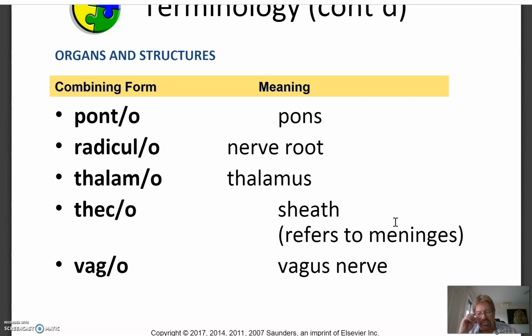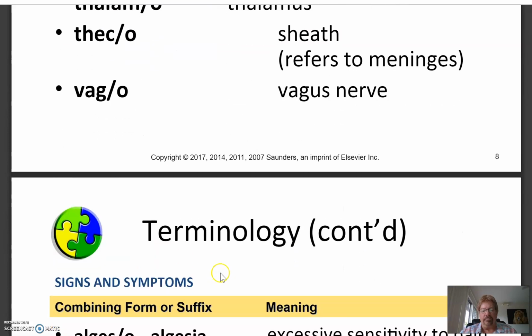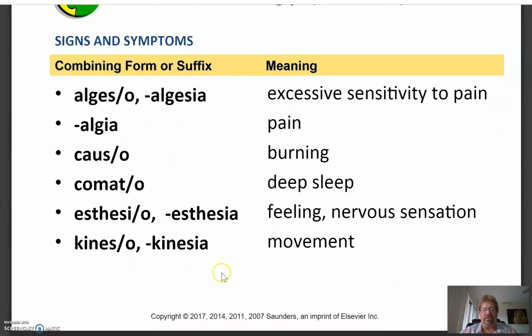One of the big nerves that come out of the brain and run down to most of the various organs is called the vagus nerve, vago. This is a pretty important one. Okay, let's see now. Combining form or suffix. Algia means excessive sensitivity to pain. So neuralgia is someone that's having nerve pain.